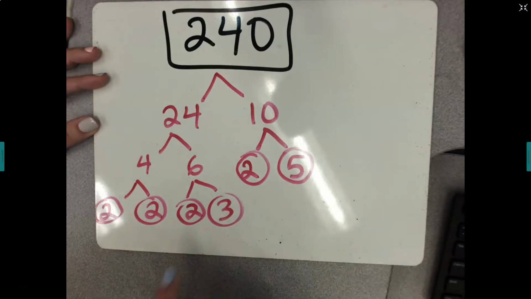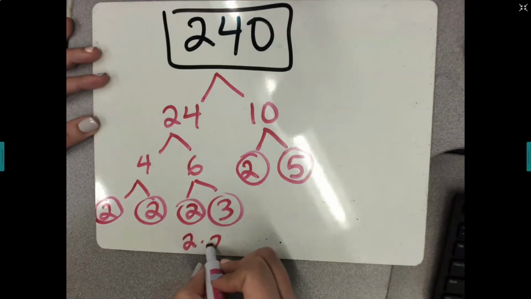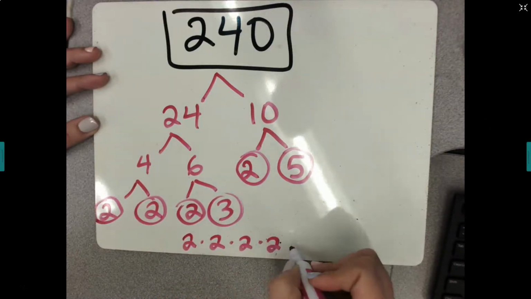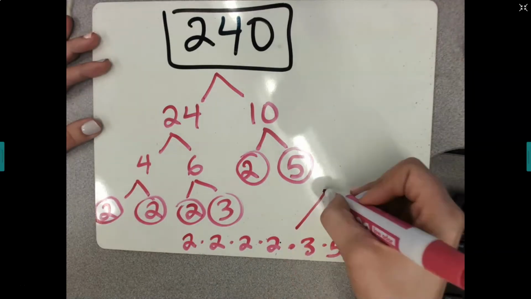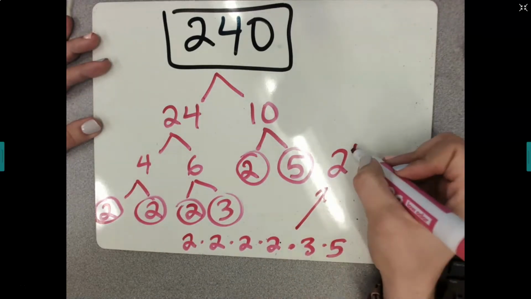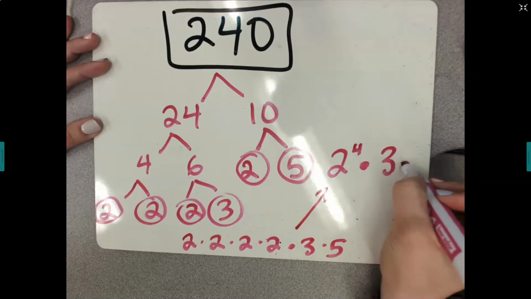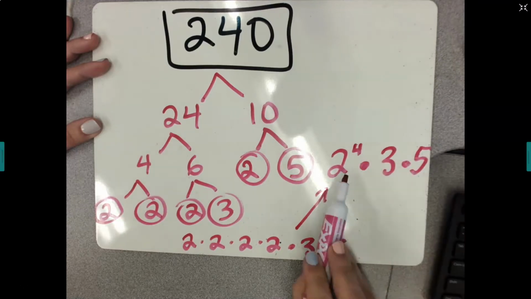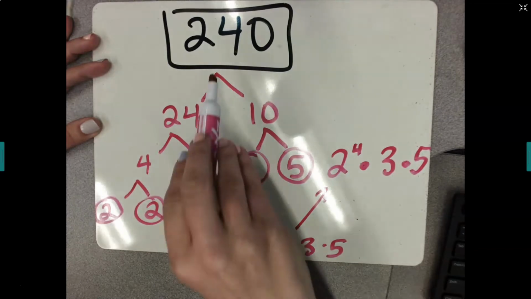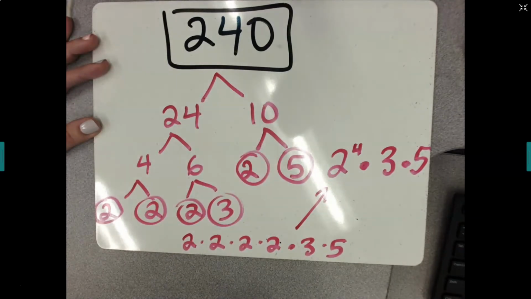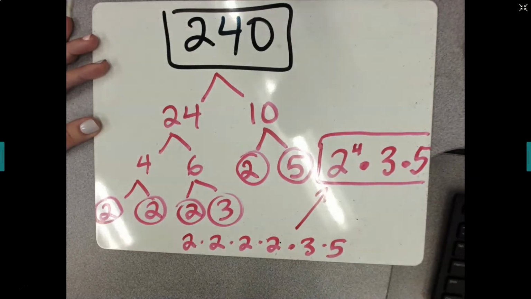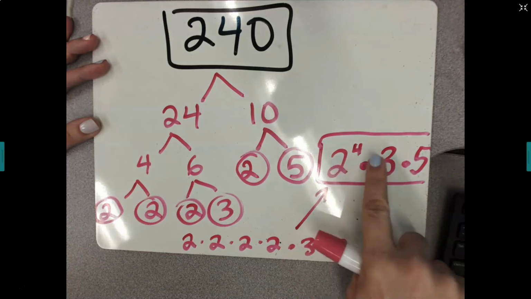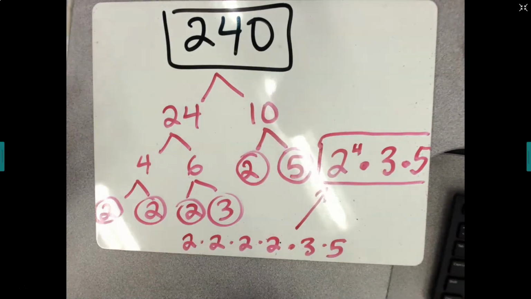I'm going to group all of my similar ones together. So I'm going to write 2 times 2 times 2 times 2. And then I have times 3 times 5. I want to use exponent notation to simplify this. So instead, let me write this up here. I'm going to write 2 to the 4th power times 3 times 5. If you were to multiply all of this out, you would get 240 just like in our other examples. So prime factorization just shows a multiplication expression where it's made up of only prime factors and it equals our target number.